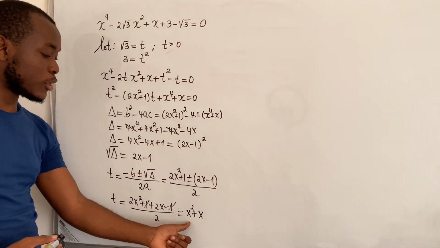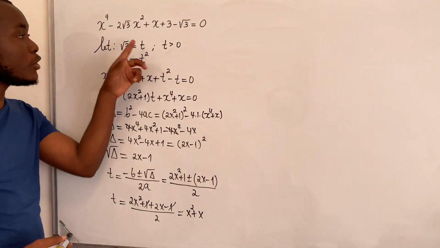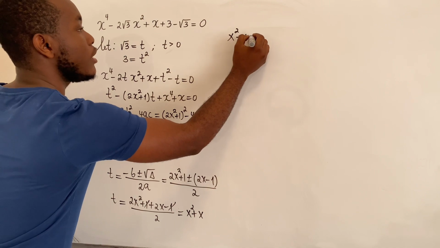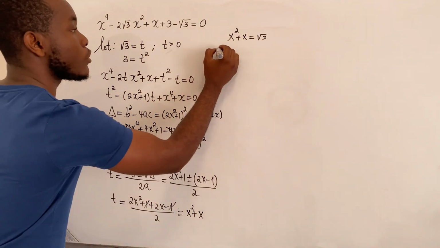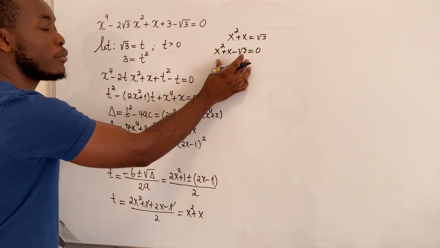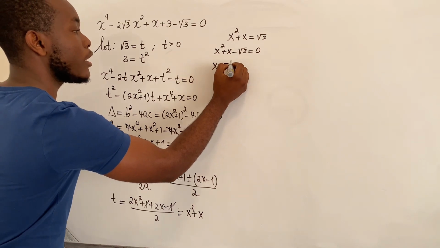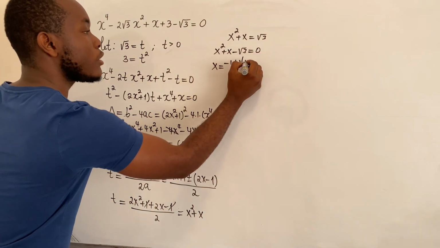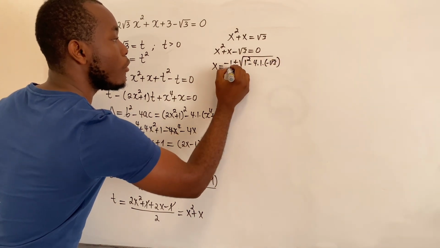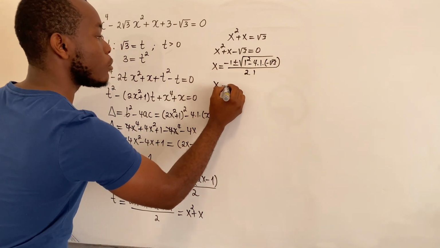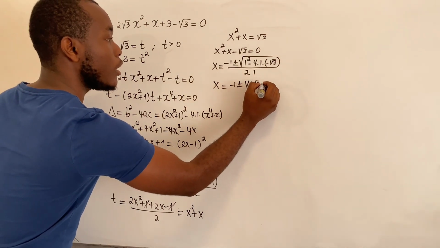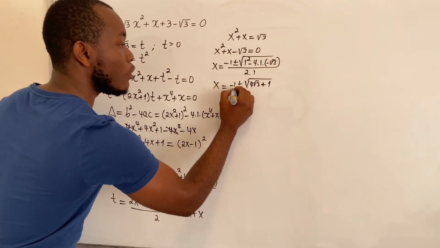But if t is equal to this expression, we know what's the value of t. The value of t is square root of 3. So we can simply go back and say x squared plus x is equal to square root of 3. So that means x squared plus x minus square root of 3 is equal to 0. So we can solve this problem. x is going to be equal to minus 1 plus or minus square root of 1 squared minus 4 times 1 times minus square root of 3, over 2 times 1. So x will be equal to minus 1 plus or minus square root of 4 square root of 3 plus 1, over 2.